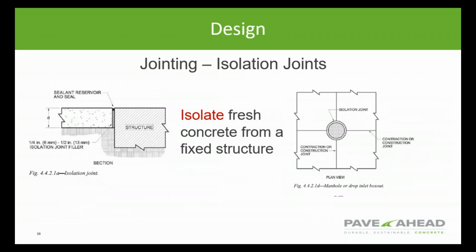Jointing is very important to the successful performance of a concrete pavement. One type of joint that's commonly found is the isolation joint. Isolation joints are created by placing isolation material between fresh concrete and any existing structure. This material allows the concrete to move independently.